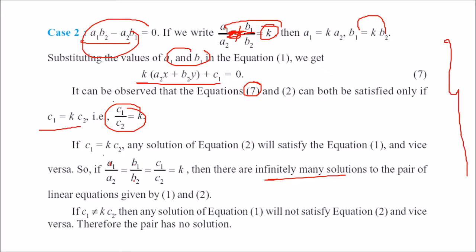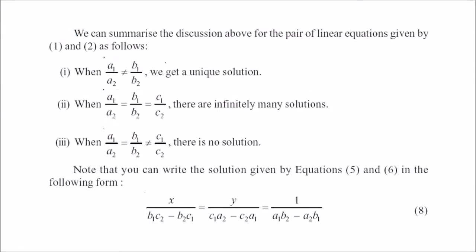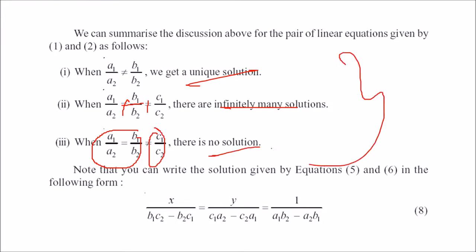Don't try to just remember these things, because we are going to find out exactly what it means. What I want to summarize here is that if a1 by a2 is not equal to b1 by b2 in these two equations, we get a unique solution. If these ratios are exactly equal, then there are infinitely many solutions. If these two are equal but not equal to c1 by c2, there is no solution. We have already seen this in the previous discussion.